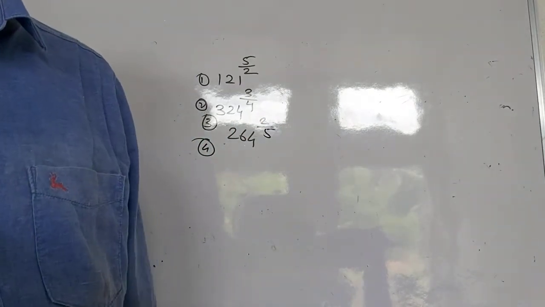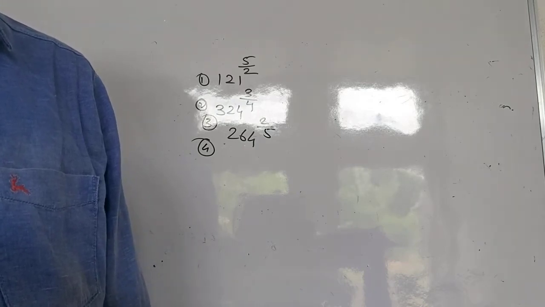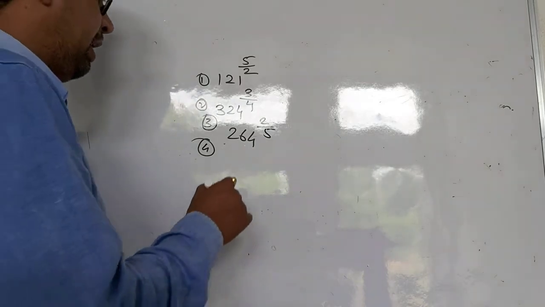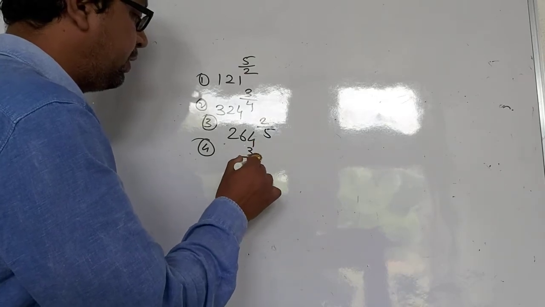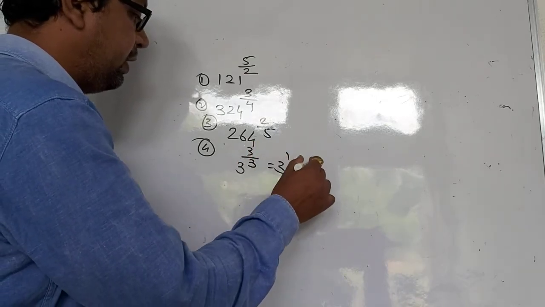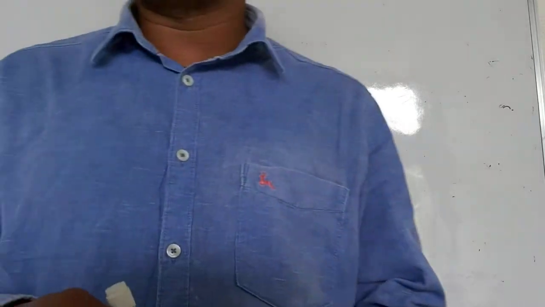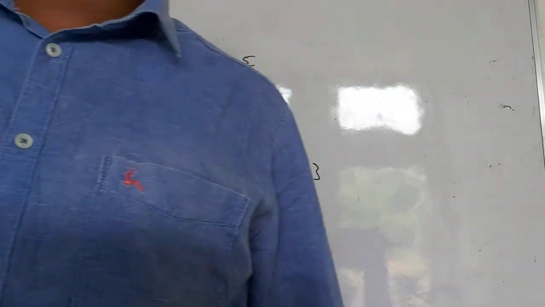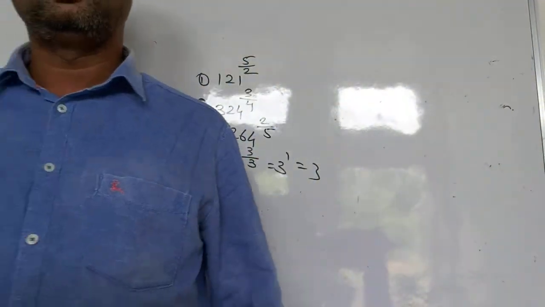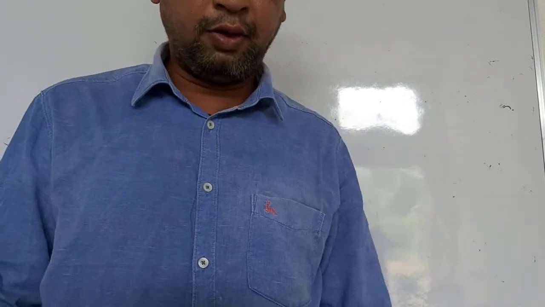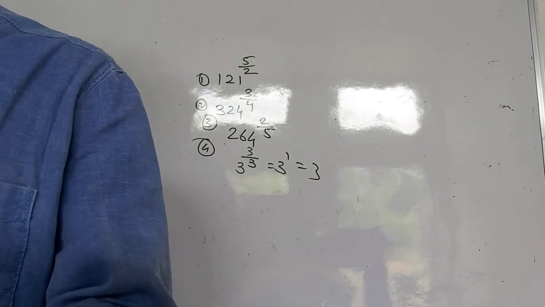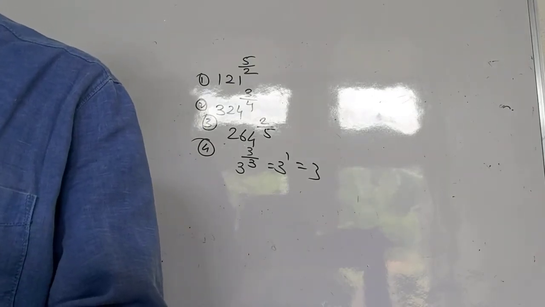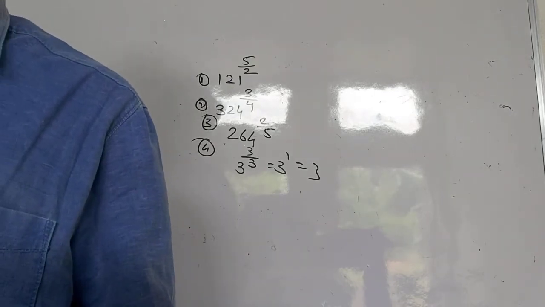And next is cube root of 3. Cube root of 3 means in this way, 3 raised to 1 by 3. Next, there is homework for you regarding this. You have to write squares from 1 to 50 and cubes from 1 to 20. If you are not getting them, then just multiply and find the answers.